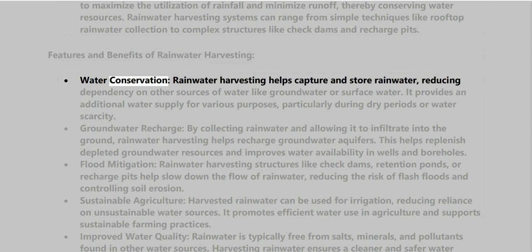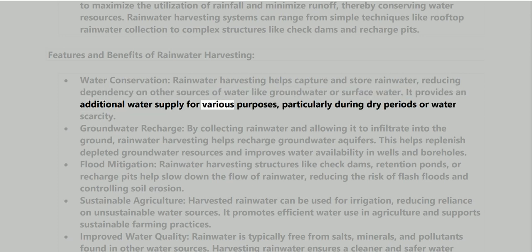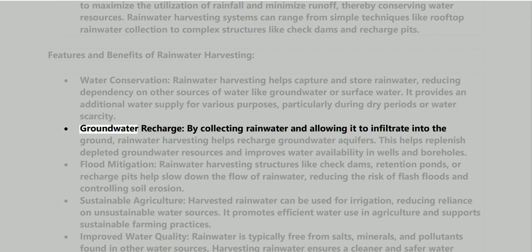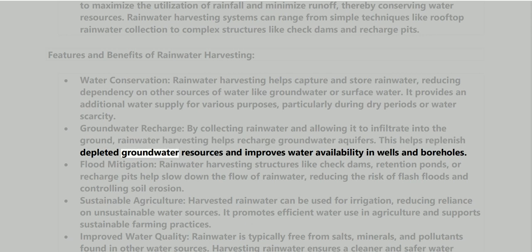Water conservation. Rainwater harvesting helps capture and store rainwater, reducing dependency on other sources of water like groundwater or surface water. It provides an additional water supply for various purposes, particularly during dry periods or water scarcity. Groundwater recharge. By collecting rainwater and allowing it to infiltrate into the ground, rainwater harvesting helps recharge groundwater aquifers. This helps replenish depleted groundwater resources and improves water availability in wells and boreholes.